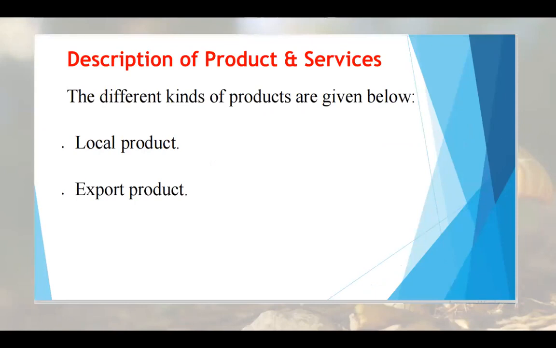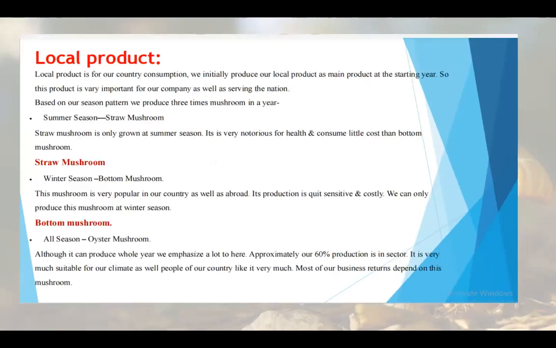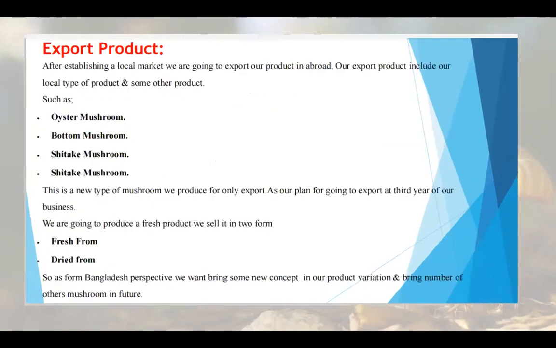And description of the product and services. You have to put some labeling, that is local product or export product. And the local product is the one which we are growing in our country, such as straw mushroom or button mushroom. And export quality may be oyster mushroom, button mushroom, shiitake mushroom, etc., which we are exporting, which we are sending to abroad places.